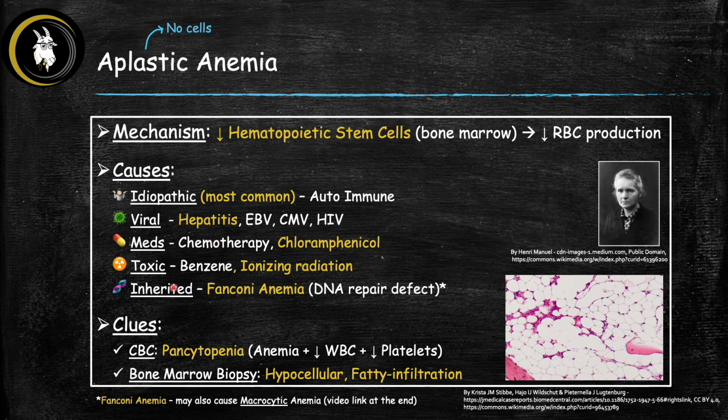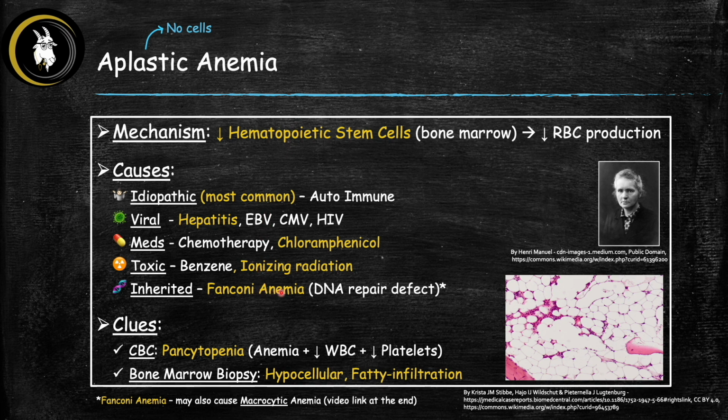Next are toxic exposures. So other toxins such as benzene as well as ionizing radiation can damage the bone marrow and cause aplastic anemia. And relevant to this ionizing radiation, this is a picture of Marie Curie. She was an amazing scientist who studied radioactivity, and she actually became the first woman to win a Nobel Prize and the first person to win the Nobel Prize twice. Unfortunately, she died from aplastic anemia from her long-term exposure to this ionizing radiation as part of her research and work.